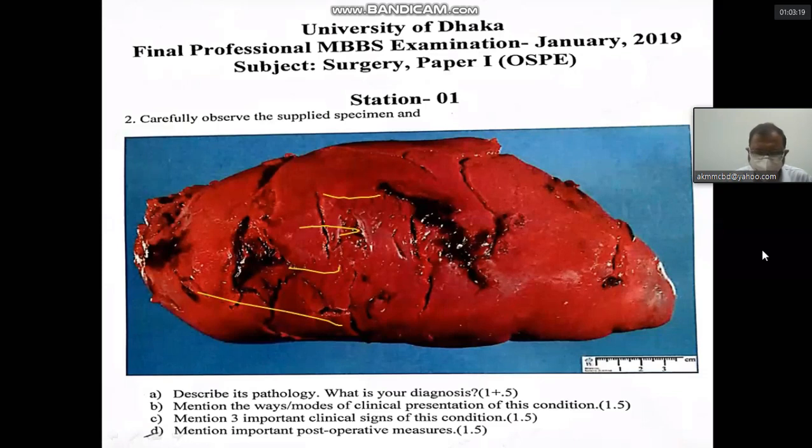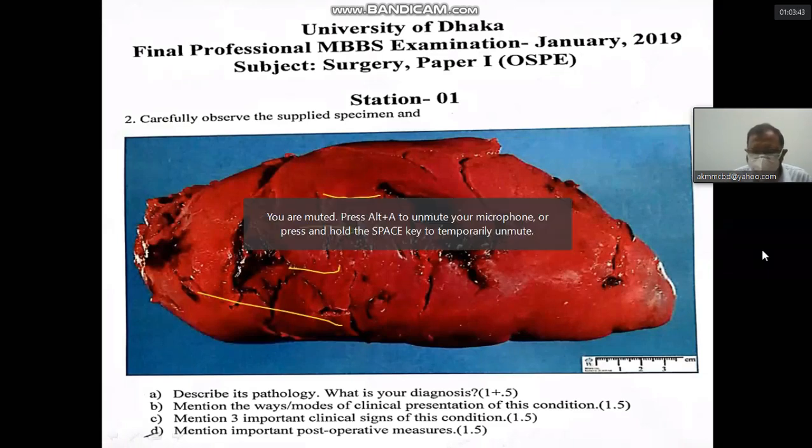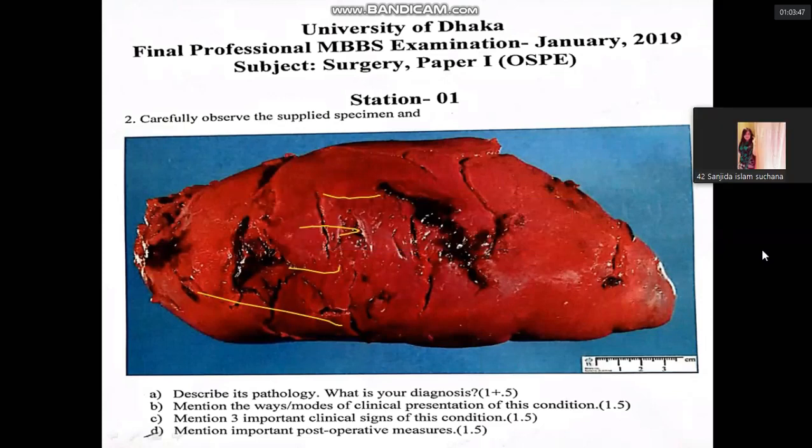Mention 3 important clinical signs. What will be the findings for this patient? There will be bruise in the left lower chest. Tenderness, moderate to severe tenderness on the left upper abdomen. Patient in shock, in hemorrhagic shock mainly. Okay.